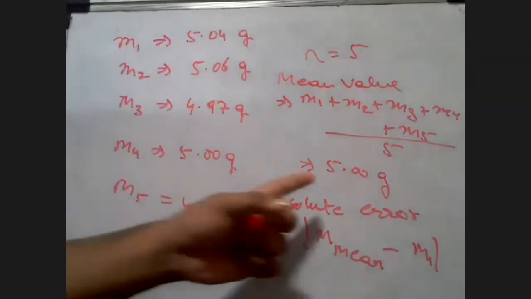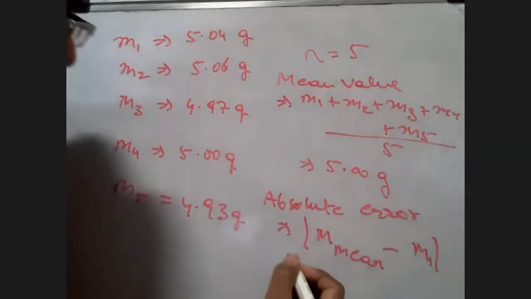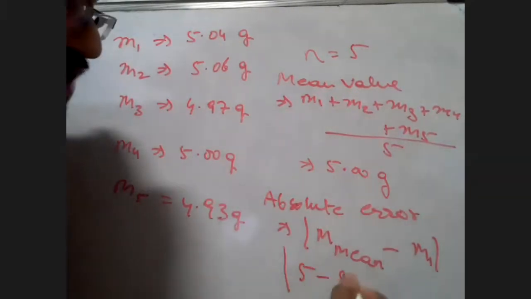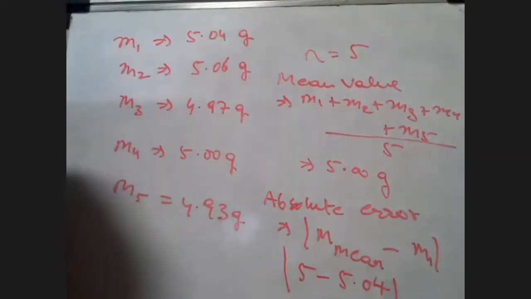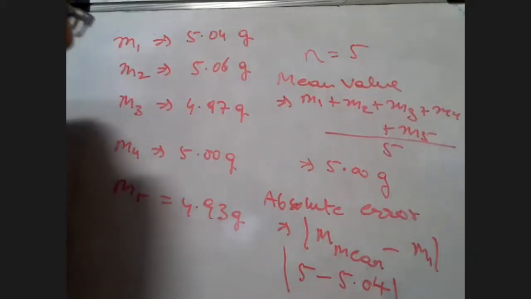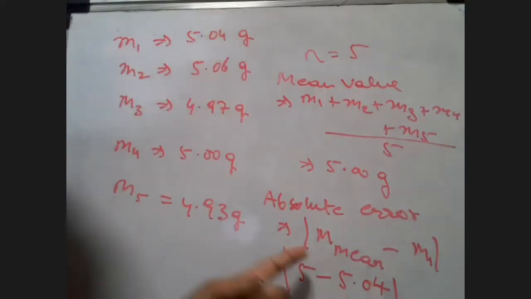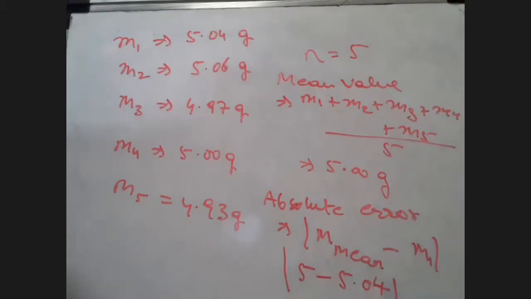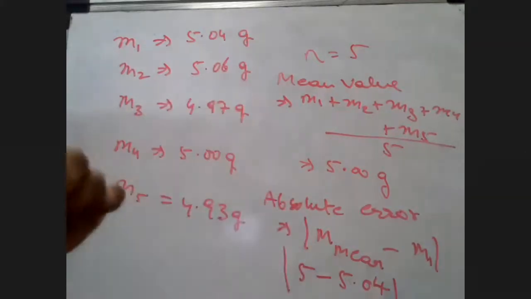0.04. Yes. Now students, listen to me. 5.00 minus 5.04 will give you minus 0.04. But you are putting a mod function here, so it's going to give you 0.04. Please remember that errors are always positive. Write that in your note. So now that is going to be my absolute error: 5 minus 5.04, 0.04.